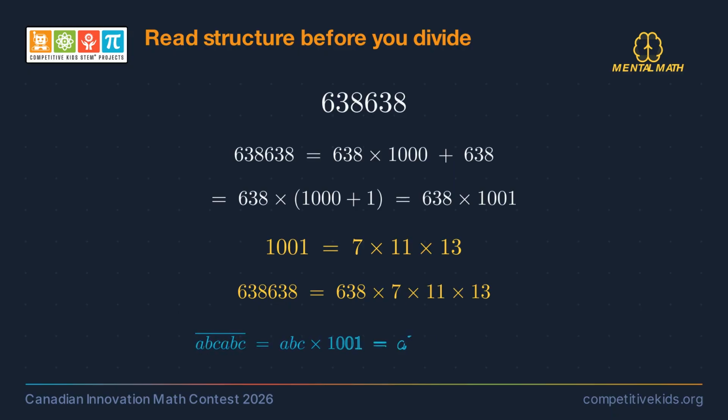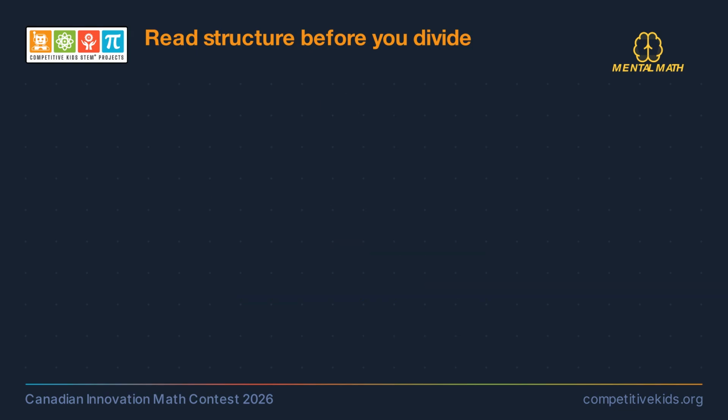Now generalize. Any ABCABC is ABC times 1001, which is ABC times 7 times 11 times 13. It is just the distributive law. And watch the near miss. 638640 is off by 1 block. It leaves remainder 2 to all 3. So it is 2 mod 7, 2 mod 11, and 2 mod 13.